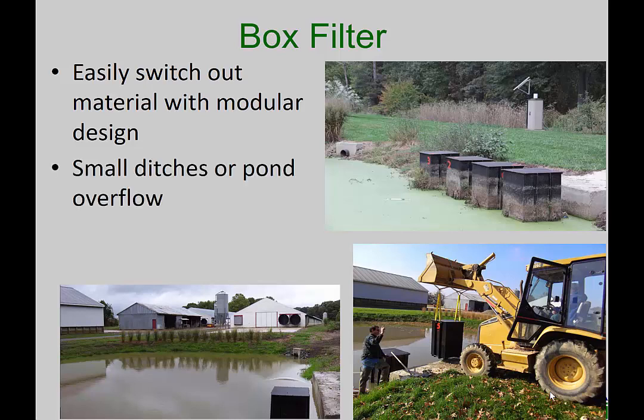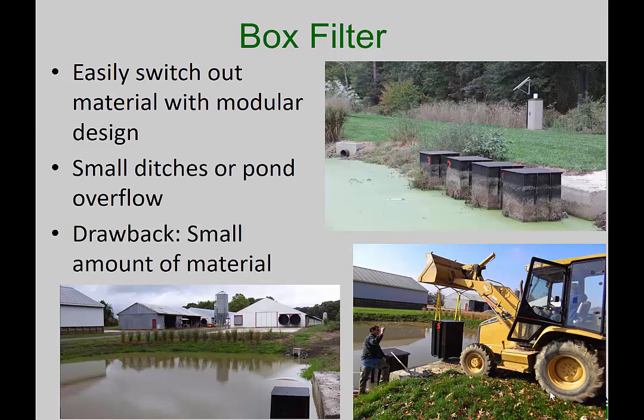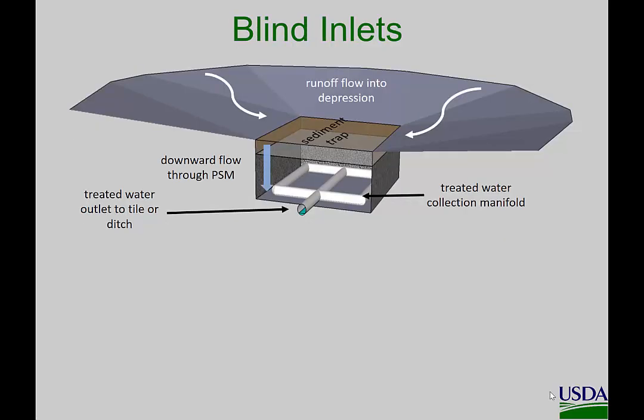They work great for small ditches or for pond overflow, but if there's any drawback to it, it's a relatively small amount of material. There's only about maybe 1,000 pounds of phosphorus sorption material in each one of those, which for some phosphorus sorption materials, that's sufficient, but not all phosphorus sorption materials are equal. Some are extremely efficient, some are not. I'll give some examples of that later.